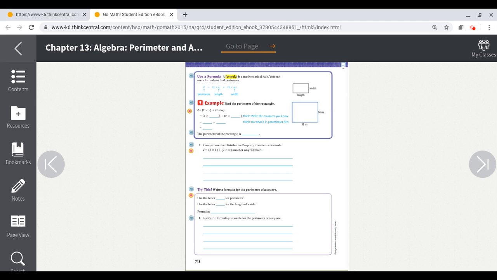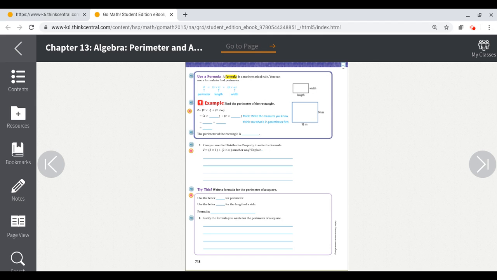So one says, can you use the distributive property to write the formula P equals 2 times L plus 2 times W another way? So the answer to that would be yes. You can go back to what you learned in 3rd grade and just add the sides together. So you do L plus L plus W plus W. That would be using the distributive property.